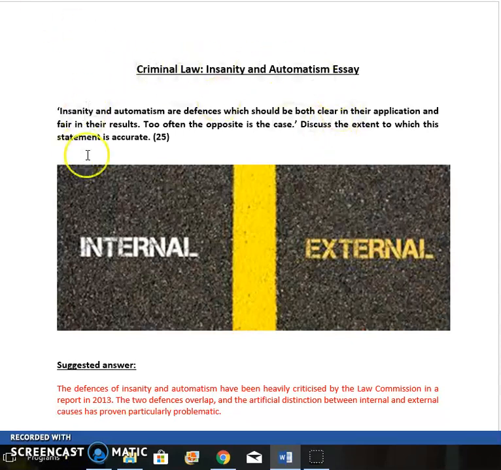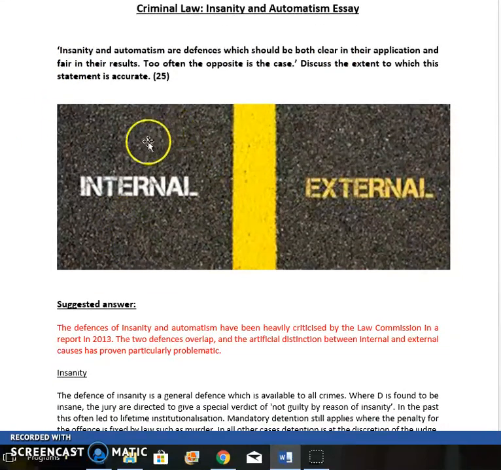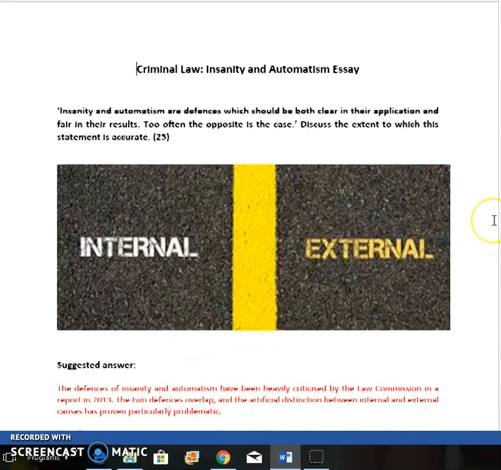Now, although this question looks a little bit daunting because you've got a quote and you're being asked to discuss whether it's accurate or not, really all it's asking you is whether the defences are clear and whether they lead to fair results. My little image here of internal-external is just to remind you that the difference between the two defences is that insanity is by internal causes, automatism is by external causes. And that distinction isn't particularly clear, doesn't lead to particularly fair results, and that's really what this essay question is getting at.